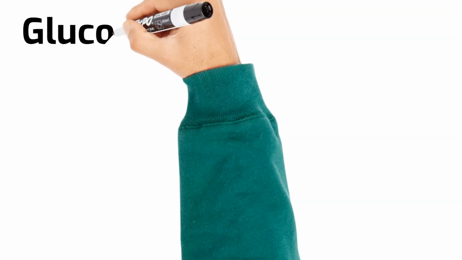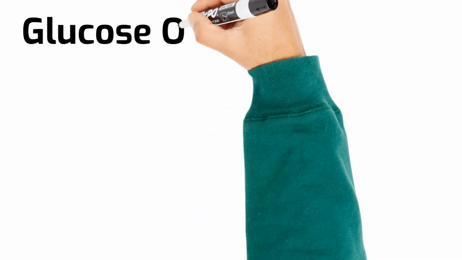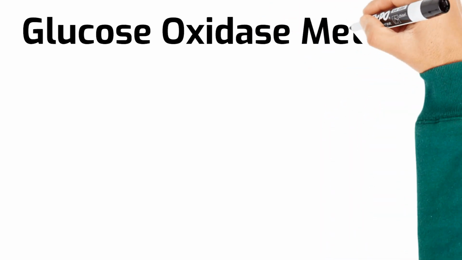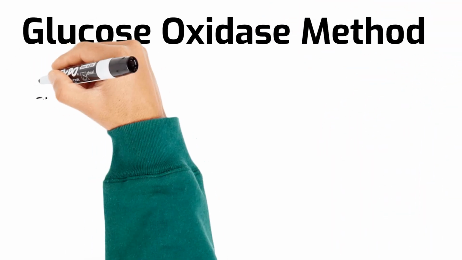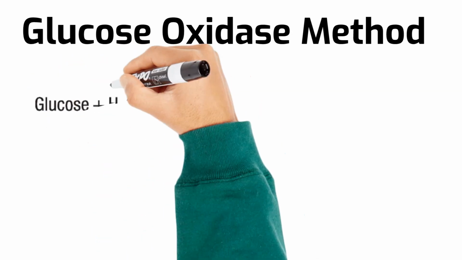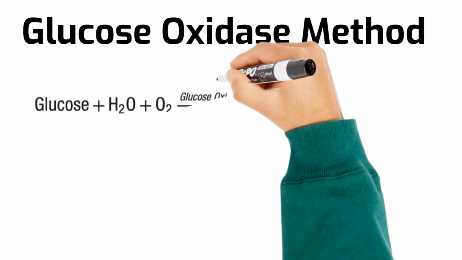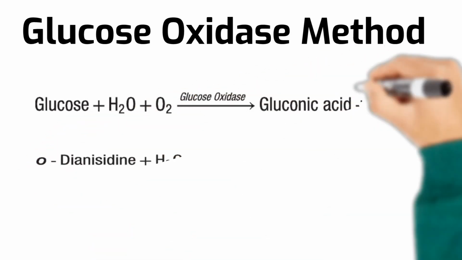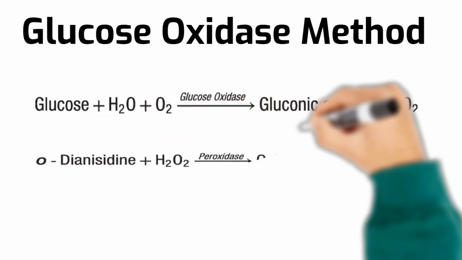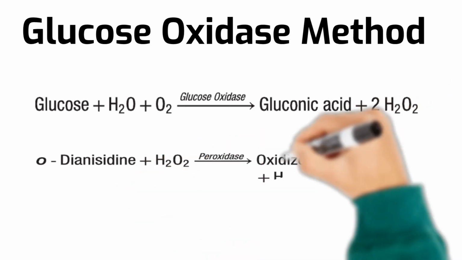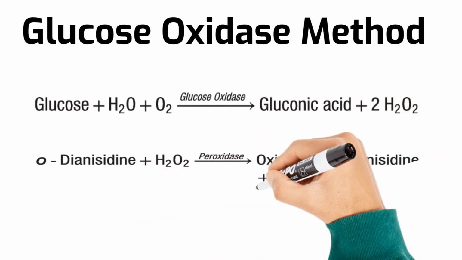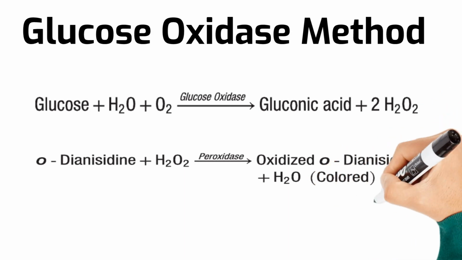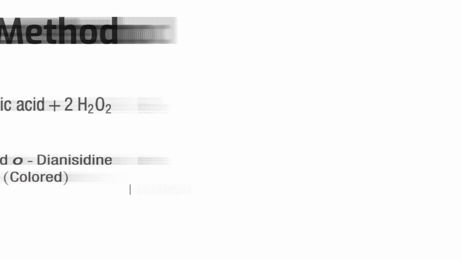The glucose oxidase method involves oxidation of glucose by glucose oxidase in the presence of water and oxygen to gluconic acid and hydrogen peroxide. The hydrogen peroxide formed is oxidatively coupled with a chromogenic oxygen receptor dye, resulting in the formation of a colored compound that is measured colorimetrically. The color intensity is directly proportional to the concentration of glucose in the specimen.